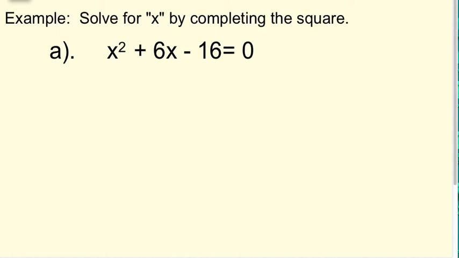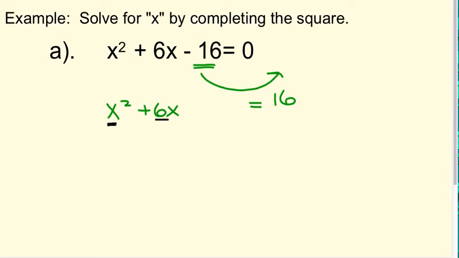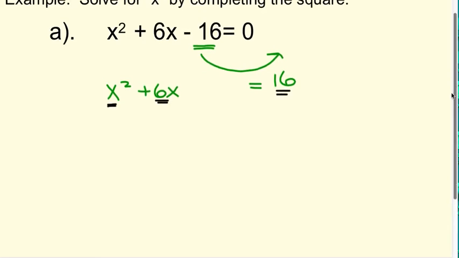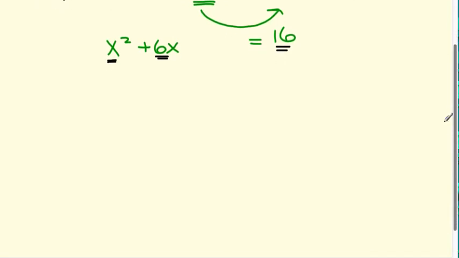So step one is to take this c term and move it over to the other side. So x squared plus 6x, I'm going to leave some room on purpose and then add 16 to both sides, so that you have your x squared term, your x, and then your constant on the right. Here's where you may just want to pause and listen.